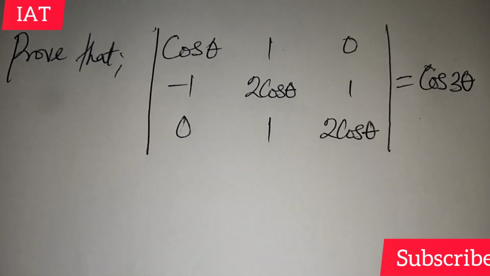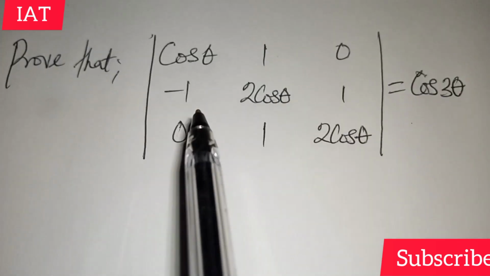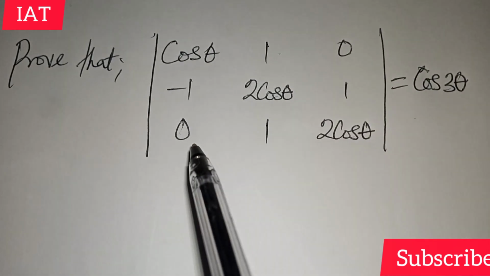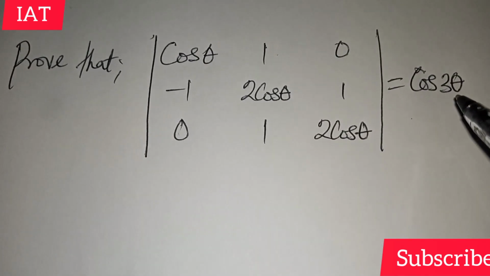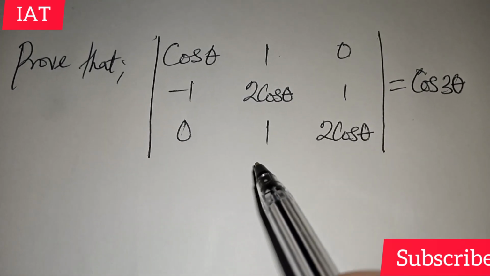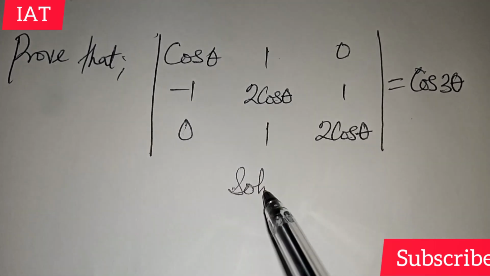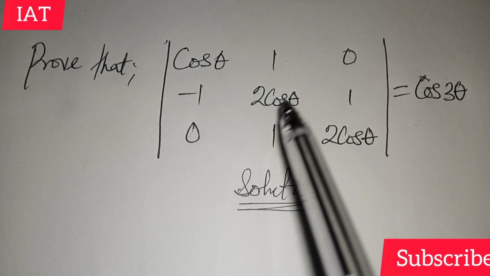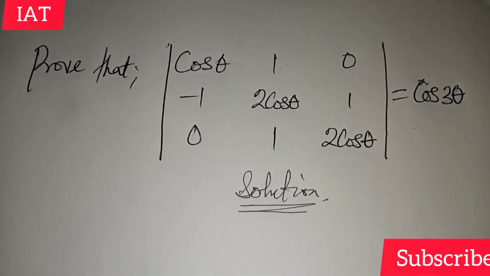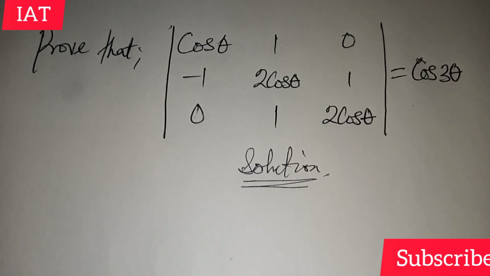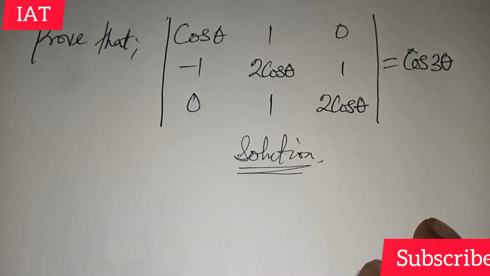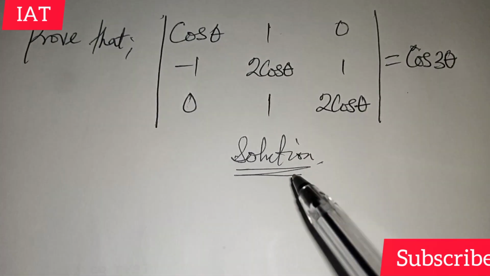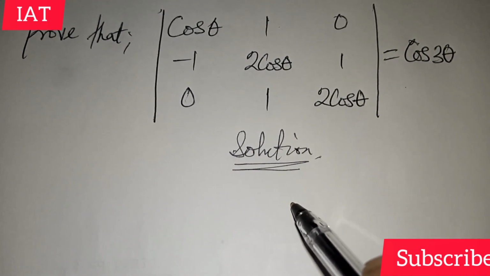In this smart video tutorial, we want to prove that the determinant of the matrix [cos theta, 1, 0; 1, 2 cos theta, 1; 0, 1, 2 cos theta] is equal to cos 3 theta. You can try using the determinant of the matrix to get the determinant and then compare it to the right hand side, but that will take some time. But the method I would like to use to fast track this process is the Sarrus method.